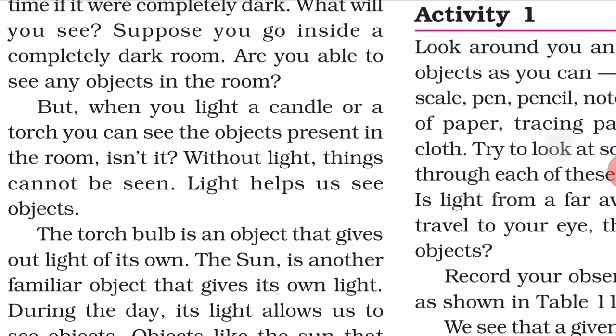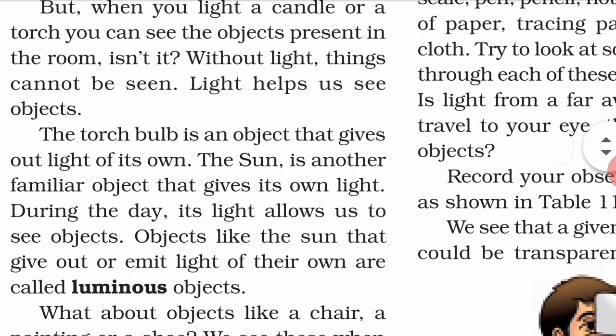The torch bulb is an object that gives out light of its own. Sun is another example of an object that gives out light. During the day, the light allows us to see objects. An object like the sun that gives out or emits light of its own is called a luminous object.